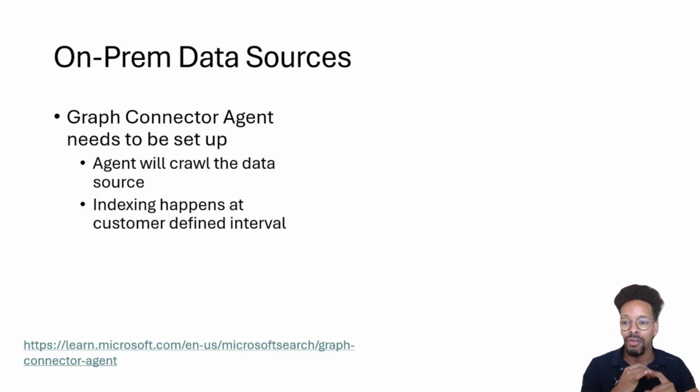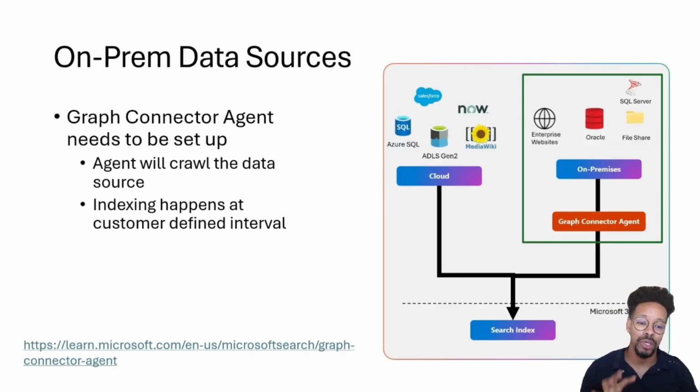You have to set up the Graph Connector agent. You can just search Graph Connector agent and you will get the whole setup of how you do this. I will not do this with you today, but it's well documented, and it's not yet Copilot Connector agent, so just use Graph Connector. And this is how it works.